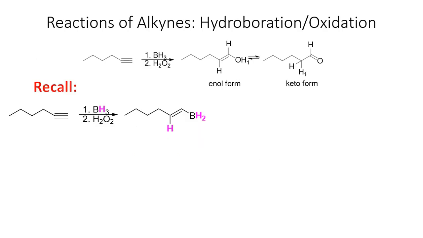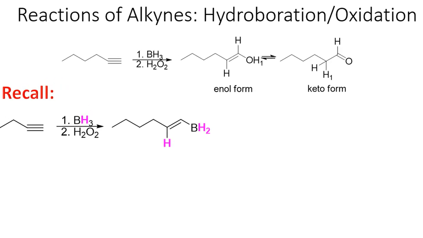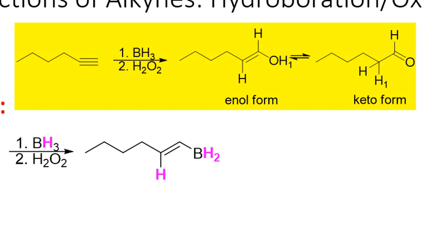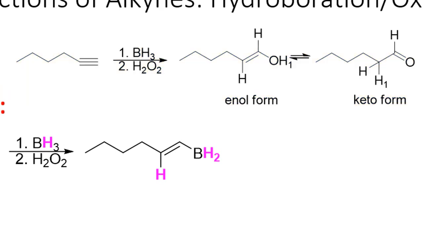All right, so let's talk about some reactions of alkynes. And the first reaction we're going to talk about is hydroboration oxidation. You can see up top, if I treat this with BH3, and then follow that up with hydrogen peroxide. This is the same reaction that you learned for alkenes, but the outcome is a little bit different.